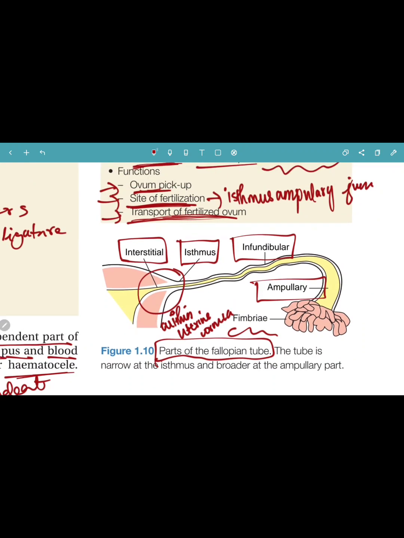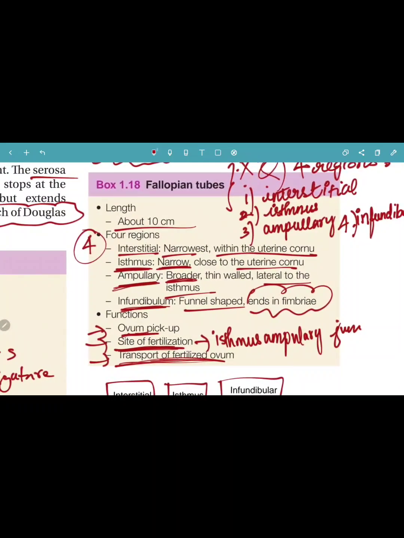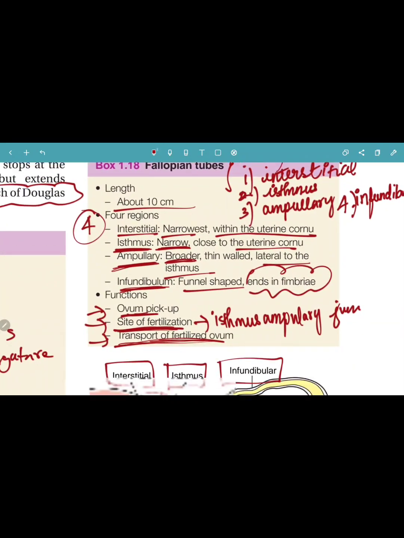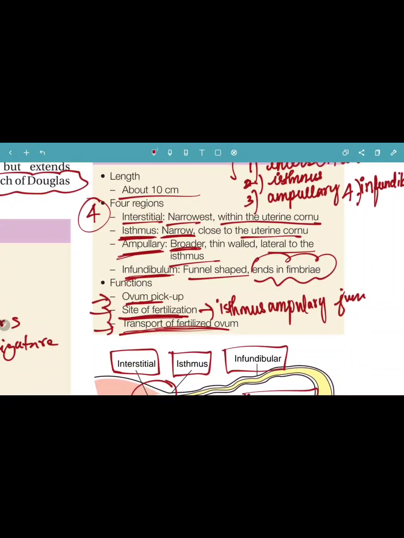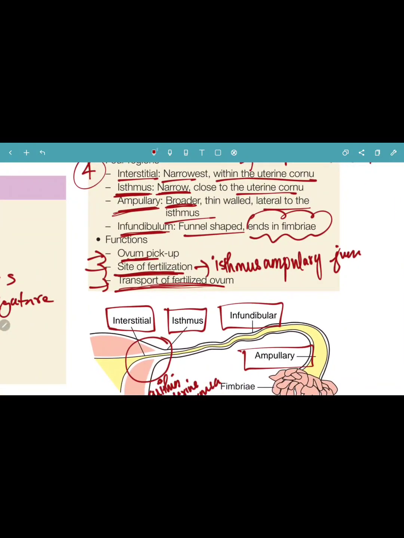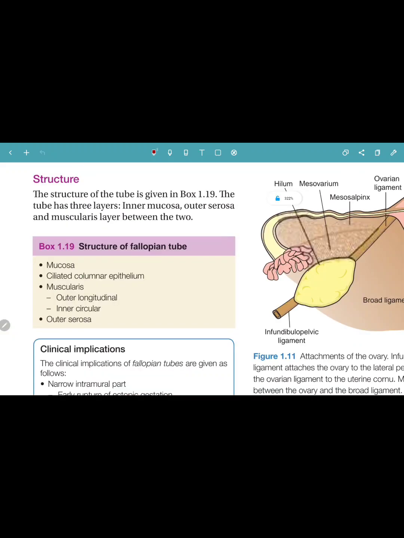So if you see this diagram is given the parts of the fallopian tube. Interstitial part is within the uterine cornua, then you have your isthmus, then infundibular part and an ampullary part. So interstitial, isthmus, infundibular part. Okay, so infundibulum is a funnel shape and it ends in fimbriae, and then the ampullary. Okay, so I'll be revising the structure of the fallopian tube.